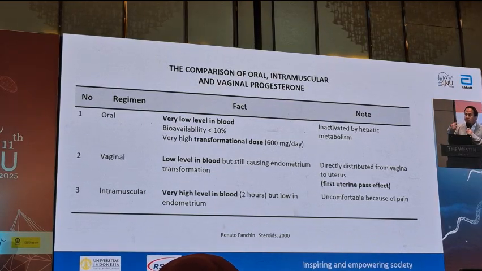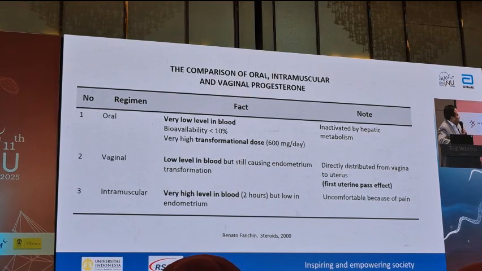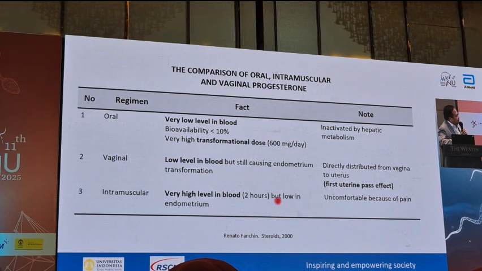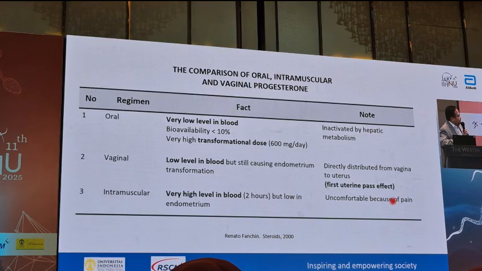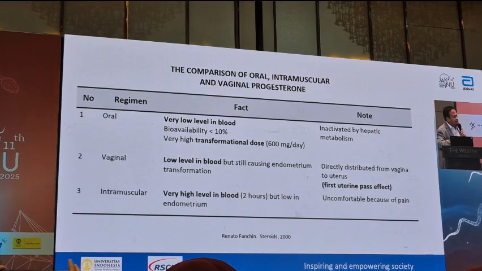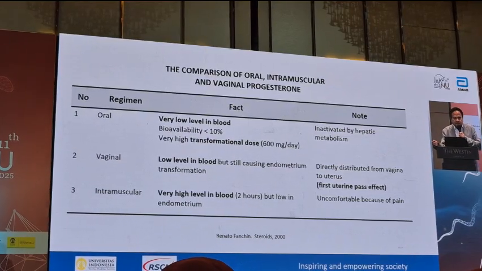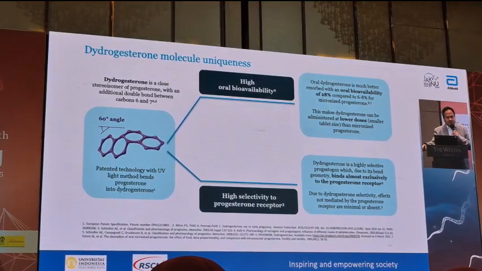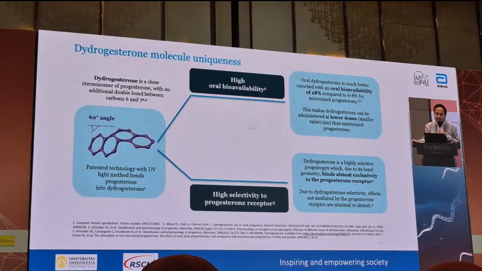If you want to transform the endometrium, use oral progesterone. If you use vaginal progesterone, it's a low level in the blood, but it still causes endometrial transformation, and it's very important for the first uterine pass in IVF. And if you use intramuscular, there's a very high level in the blood within 2 hours, but very low in the endometrium. So that's why it's very important which kind of progesterone we choose for giving luteal phase support to our patients.